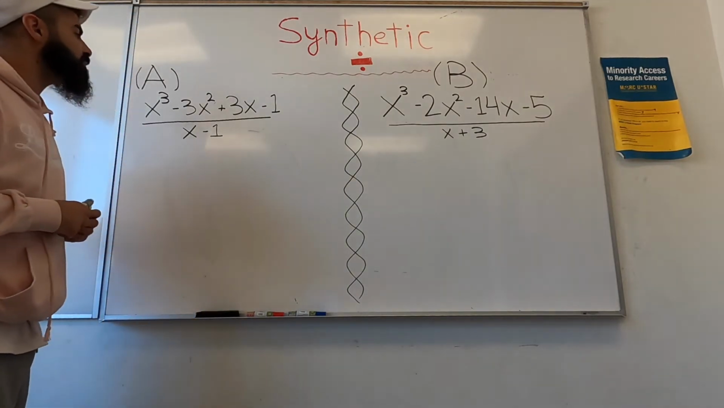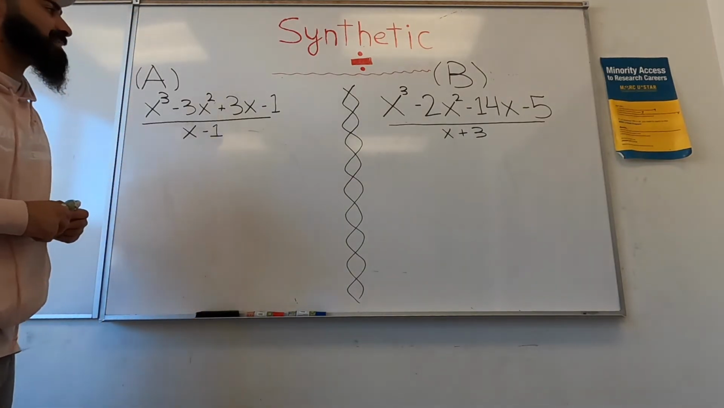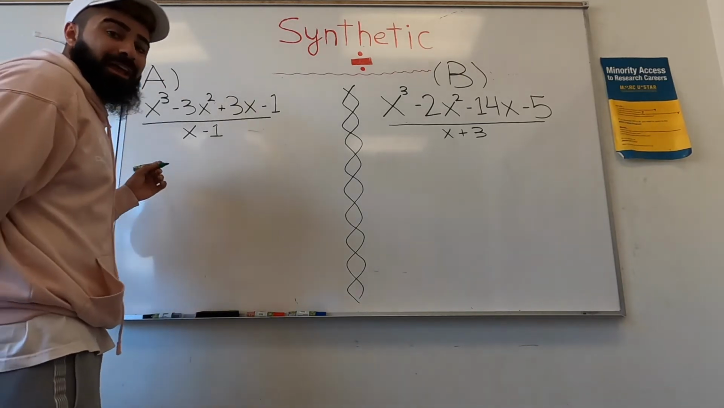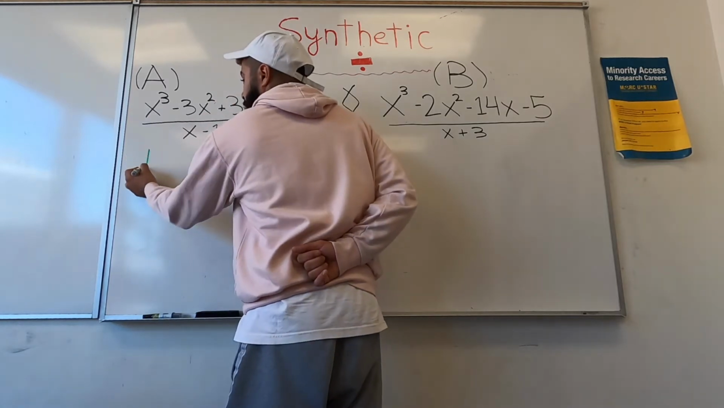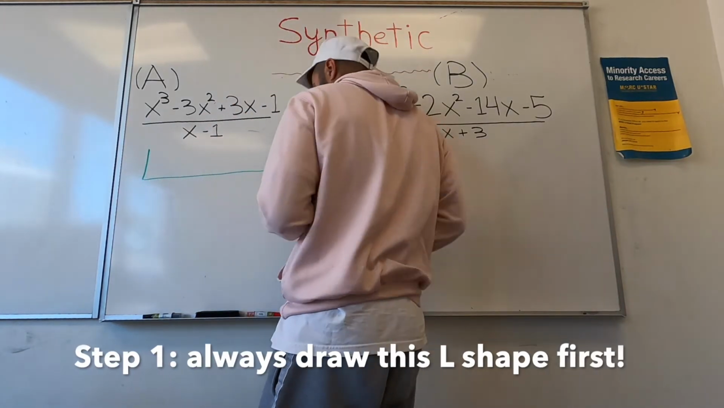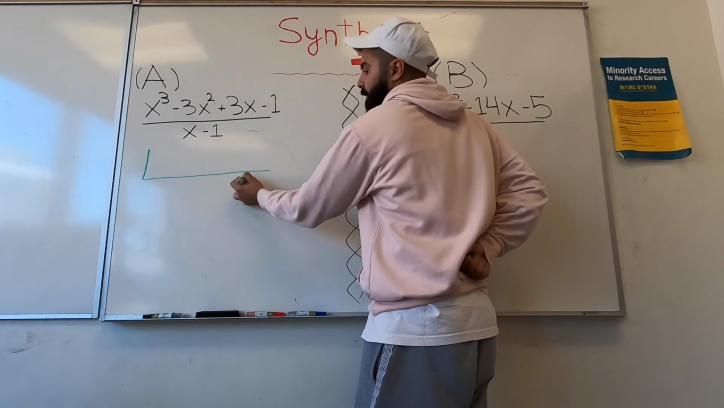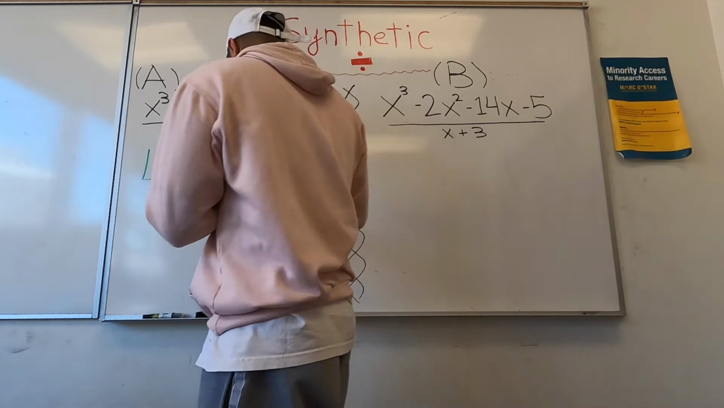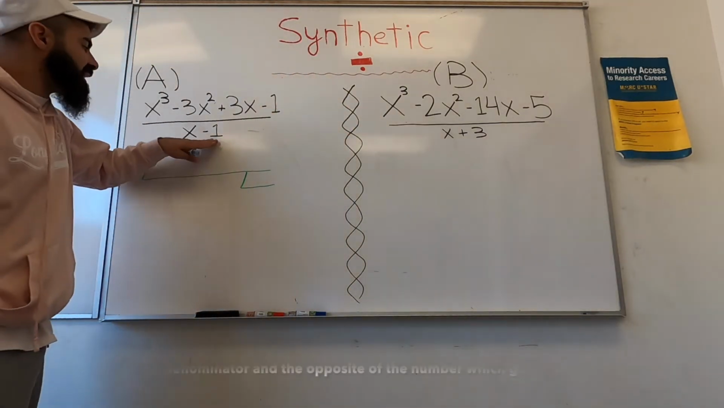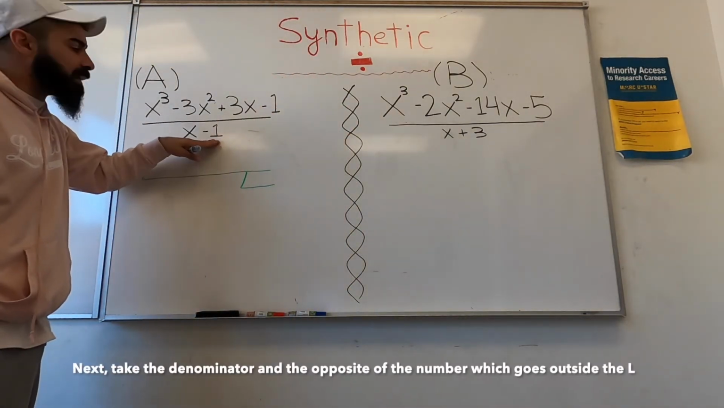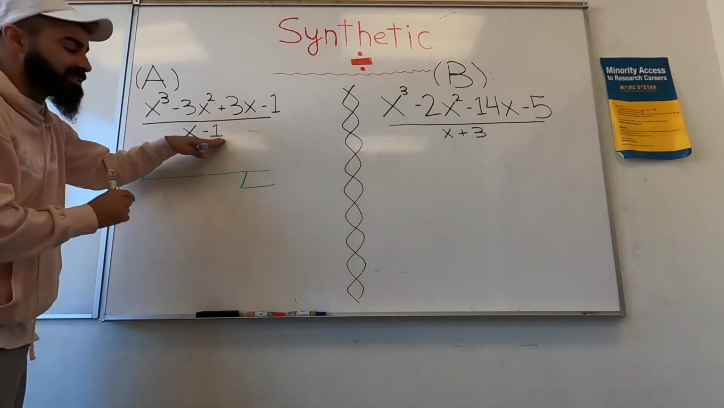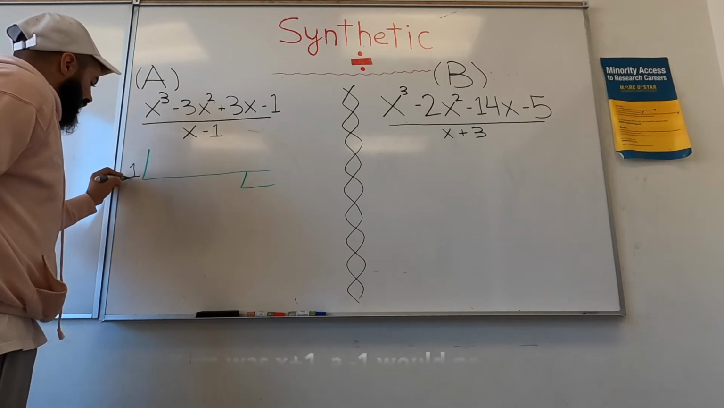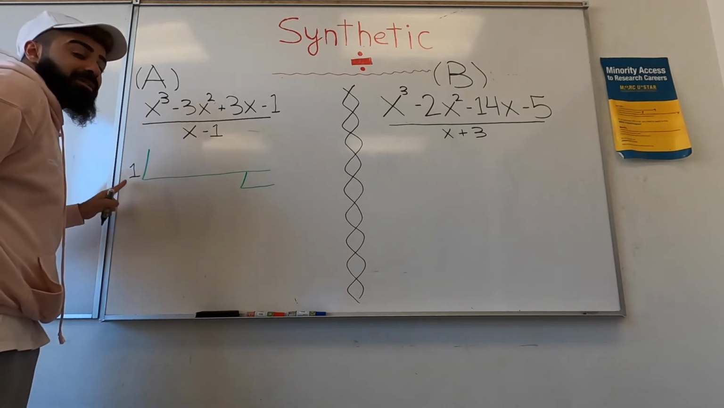So, x cubed minus 3x squared plus 3x minus 1 divided by x minus 1. First thing you want to do is draw a little L shape, like so. Okay? And then at the end of the L shape, another little L. This is the box for my remainder. Okay? Now, first thing you do is you take the number that's on the bottom, it's a -1, you take its opposite and you place it over here in this left corner. So it's going to be a +1. And this is the number that you keep multiplying things by.